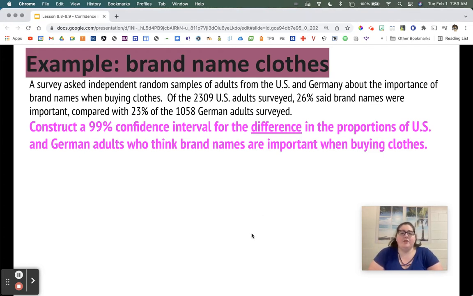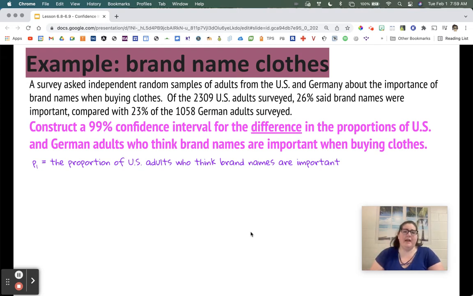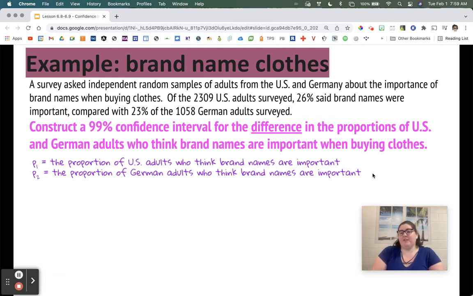So our first step is to state, which means we talk about our parameters. There are two ways to do that. I'm going to do it the first way, and then I'll talk through the second way. The first way is simply to write out the two proportions that we are estimating the difference between. I labeled them p1 and p2. You could label them pU for US and pG for Germany. I tend to use 1 and 2 because the calculator uses 1 and 2, and that way it's easier for me to keep them straight. So p1 is the proportion of US adults who think brand names are important. p2 is the proportion of German adults who think brand names are important. And those would be the proportions of all adults in those countries.